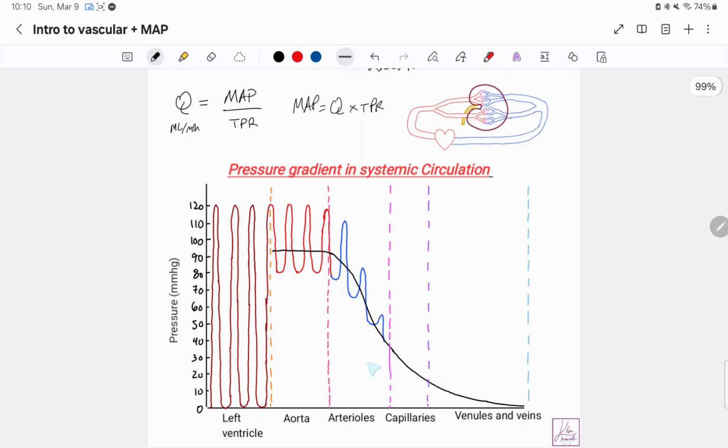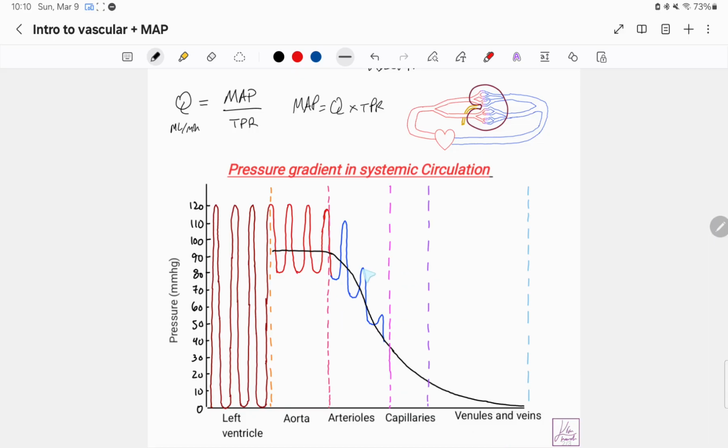It's just a bigger scaled thing. On the y-axis, I have the pressure in millimeters of mercury, ranging from 0 to 120 millimeters of mercury. On the x-axis, I have the different portions of the cardiovascular tree. I have pressure in the left ventricle, pressure in the aorta, pressure in the arterioles, pressure in the capillaries, and pressure in the venules and veins combined together.